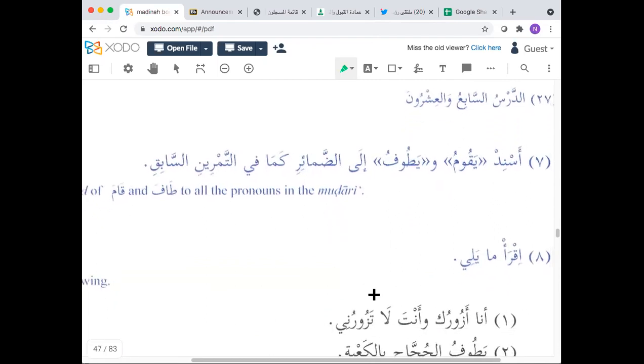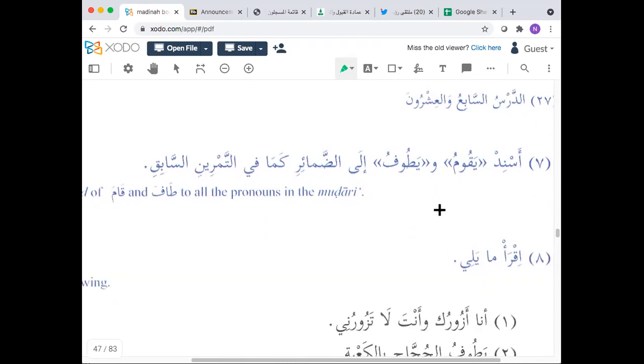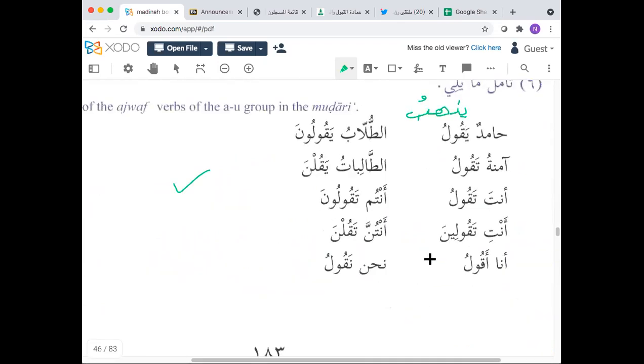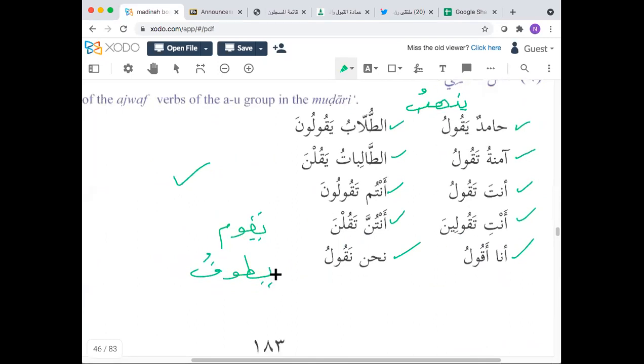This exercise says, get the verb يقوم and يطوف, and do the same as exercise 6. هو, هي, أنت, أنت, أنا, هم, هن, أنتم, أنتن, and نحن. Do the same with يقوم, and also with يطوف. جيد.